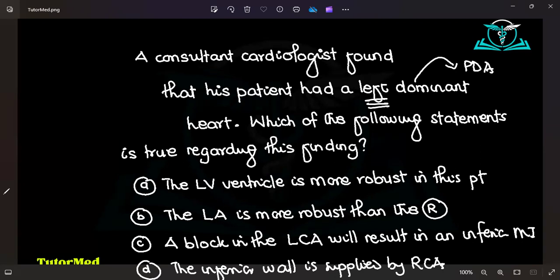So we are going to end this, okay? So the answer is actually C. Usually a block in the left coronary artery should give you either an anterior wall MI or a lateral wall MI. But this patient has a left dominant heart, meaning that the PDA, which supplies the inferior wall of the myocardium, actually came from the left. So if you block it, you would get an inferior wall MI as well. Although in 80% of us who have a right dominant heart, the inferior wall is supplied by the RCA. Is that okay?